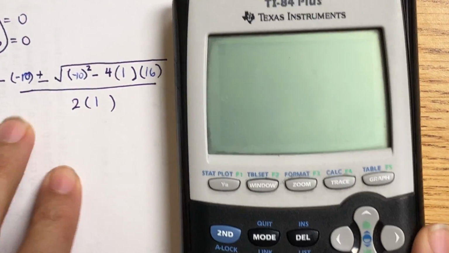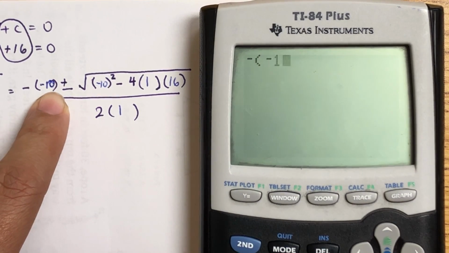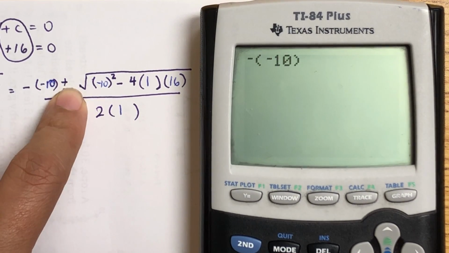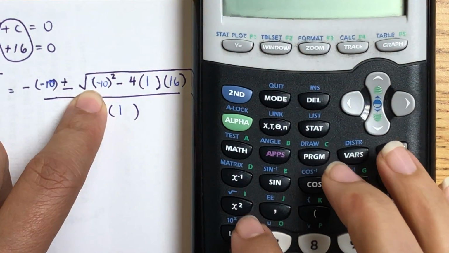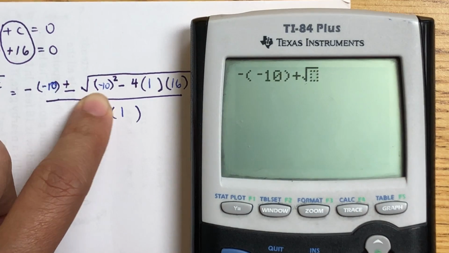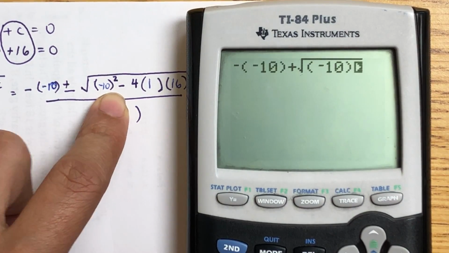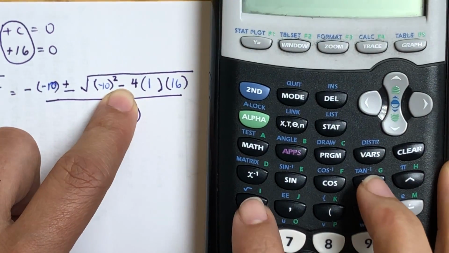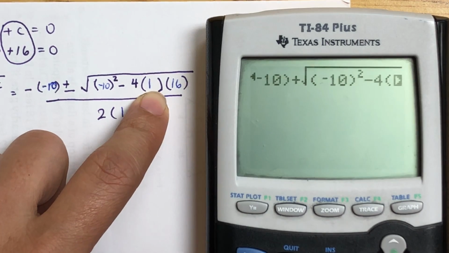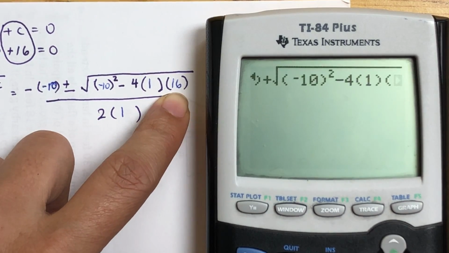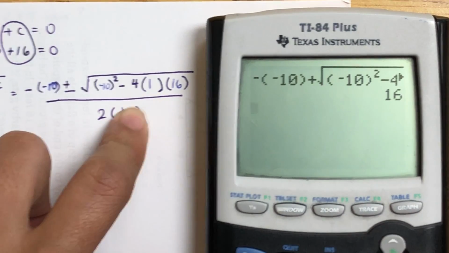Okay, so exactly how it is. So you go negative, and then in parentheses, negative 10, close parentheses, and we're going to do the plus first and then come back and do the minus. Square root is second and then the squared button. So remember, second and then the squared button. All right, then you have open parentheses, negative 10, close parentheses, squared, which is this button right here. Okay, minus 4, open parentheses, 1, close parentheses, open parentheses, 16, close parentheses. Once you have the whole top done, you're going to press enter. So it gives you 16.